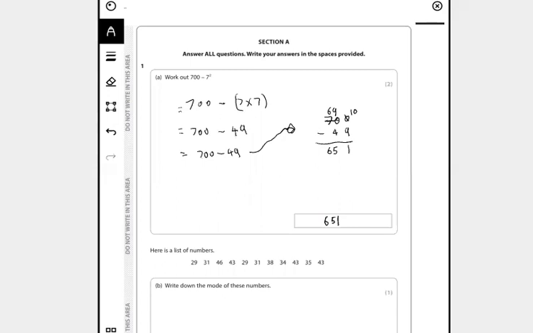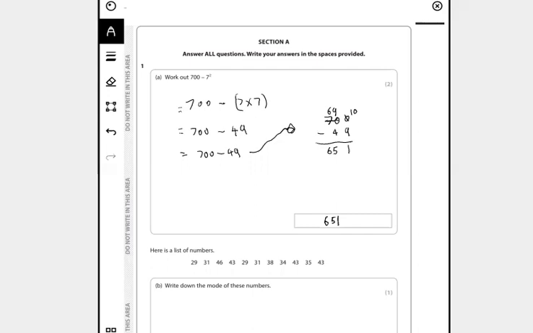Second question, here's a list of numbers: 29, 31, 46, 43, 29, 31, 38, 34, 43, 35, and 43. And they're asking you to write down the mode of these numbers. So the mode basically means the number that appears the most.